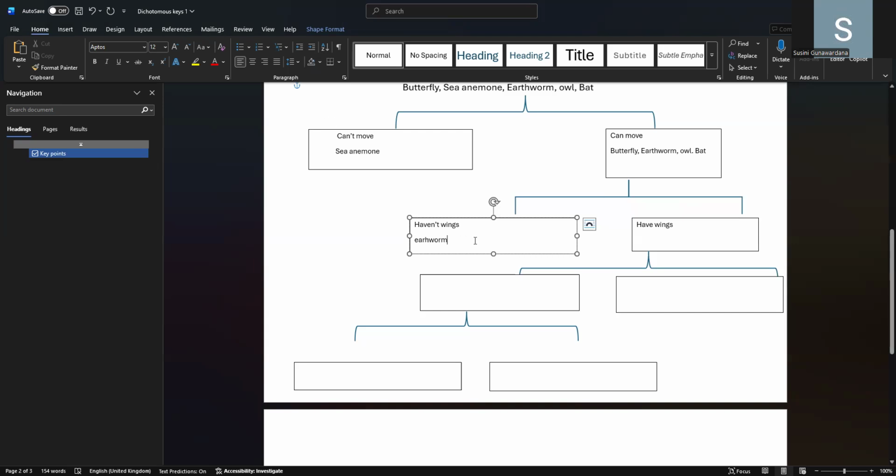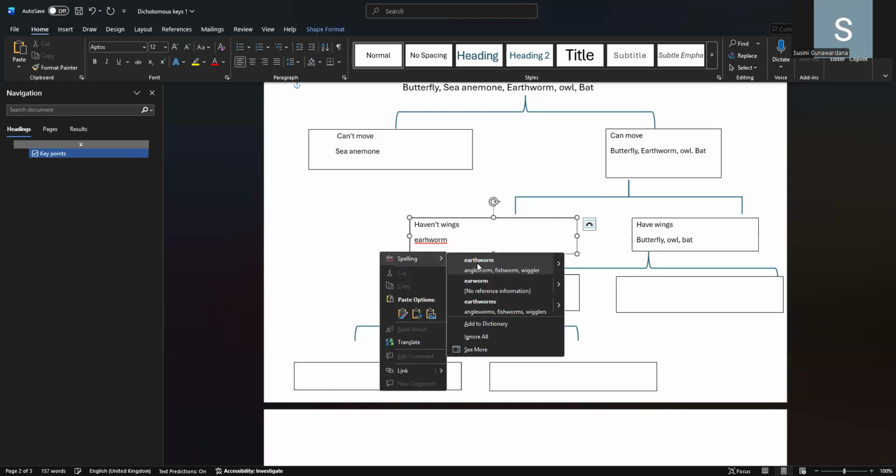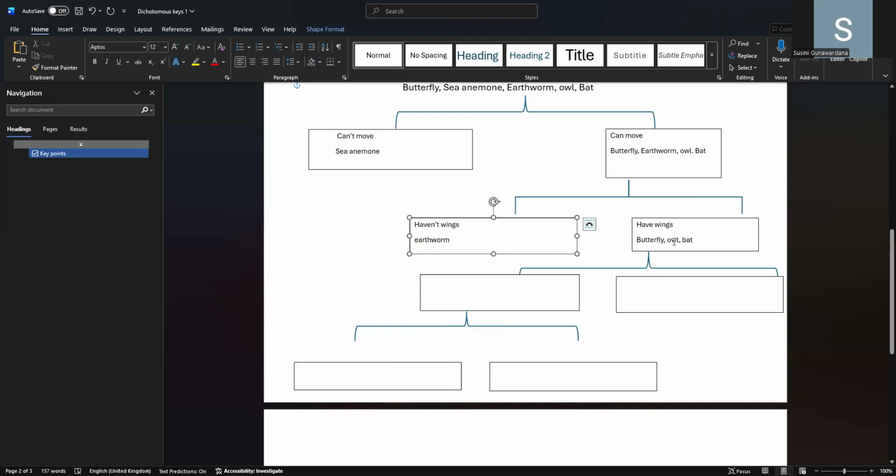Do we need to write sea anemone again here? No. Actually, we already wrote it here. So because of that reason, we no longer need to consider sea anemone again and again. Have wings will be butterfly, owl and bat. Here there are 3 animals.